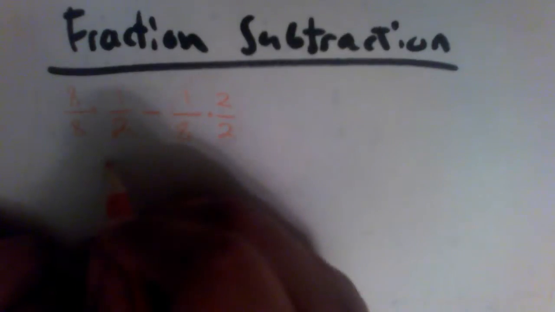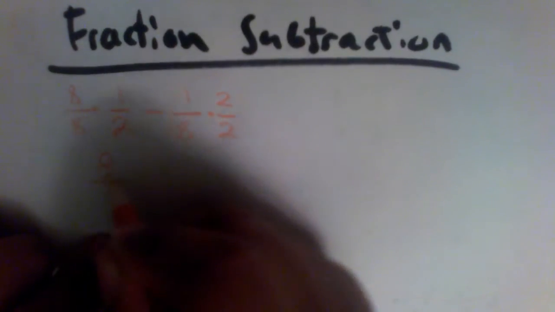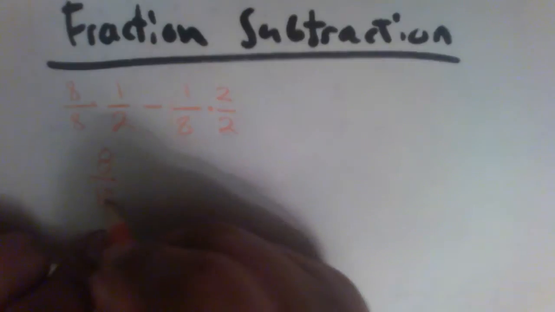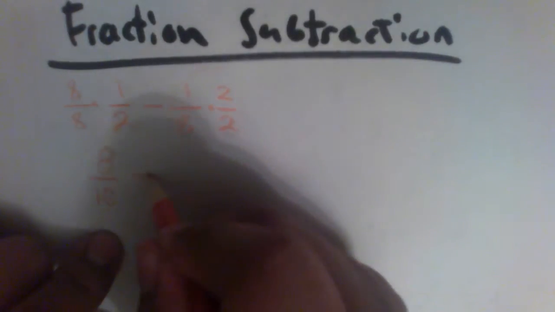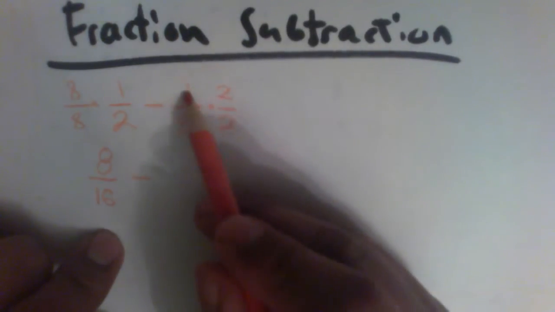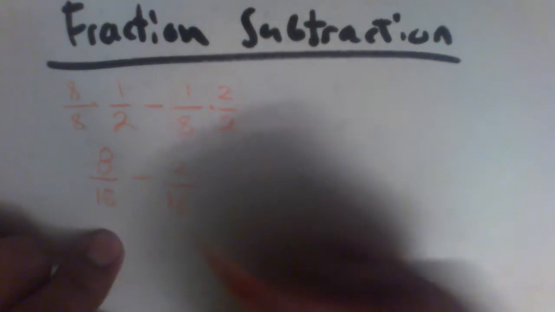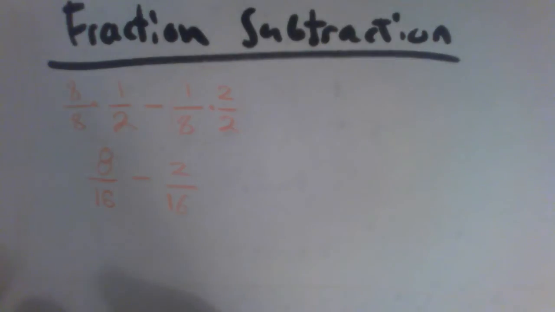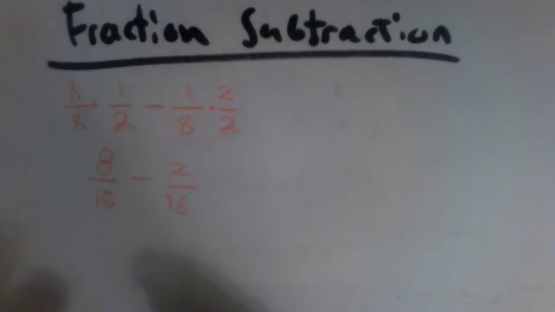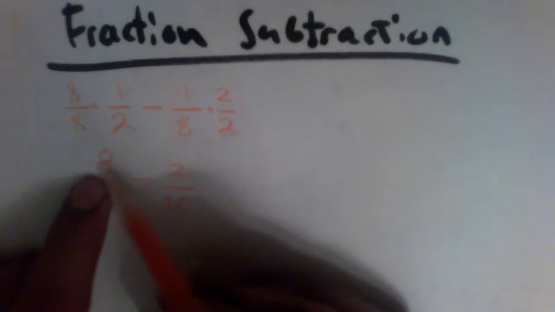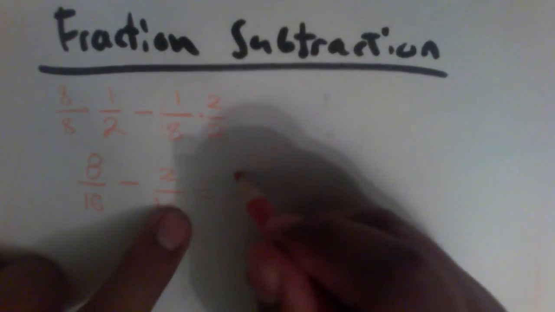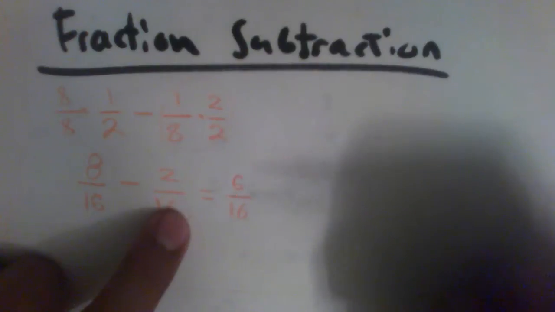So 8 times 1, that'll give us 8. 8 times 2, that's 16, okay? Minus, what's 2 times 1? Well, that's 2. 8 times 2 is 16. So now if you look at our fractions, they have the same denominator. So just like when we're adding, we can actually subtract now. So this would just be 8 minus 2, and then we keep the denominator. So 8 minus 2, well, that's 6 over 16, right?